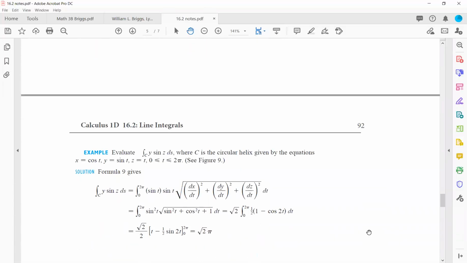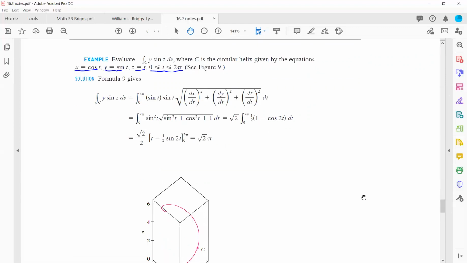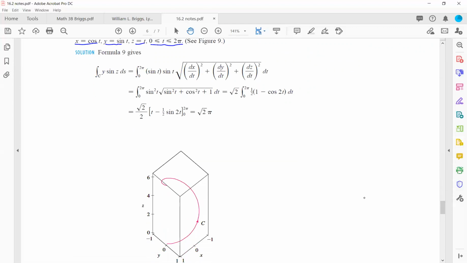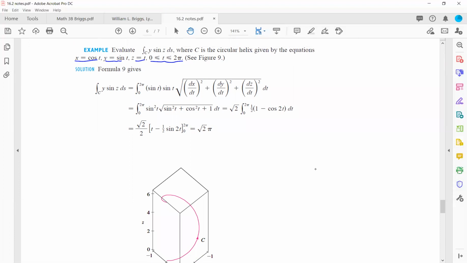Take a look at this example. Suppose you want to take the integral of the function y sine z along curve C. Curve C is defined as a circular helix given by the equations x equals cosine t, y equals sine t, and z equals t. T ranges between 0 and 2 pi. So this is the curve that you have, and you are taking the integral of this function y sine z along this curve.